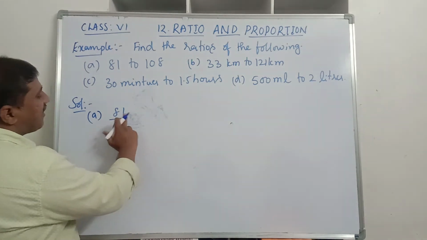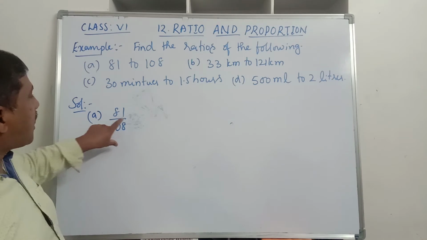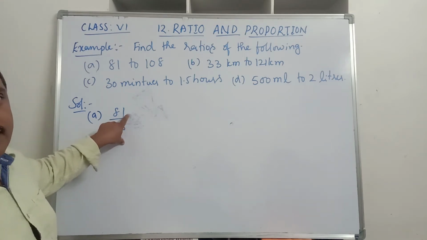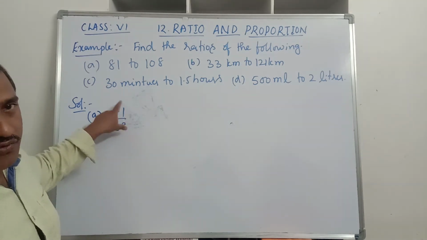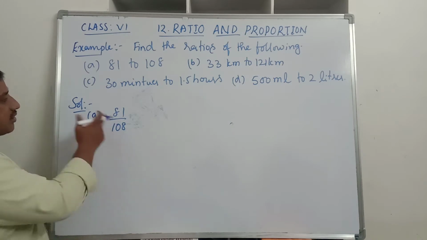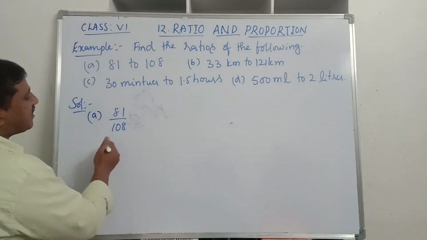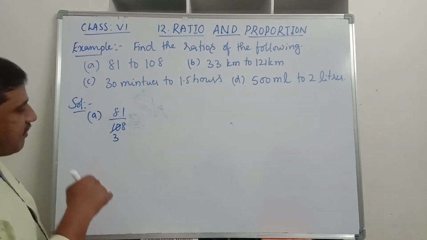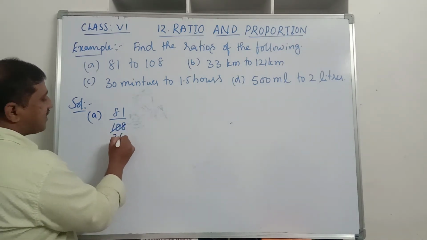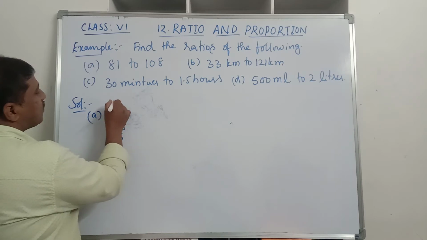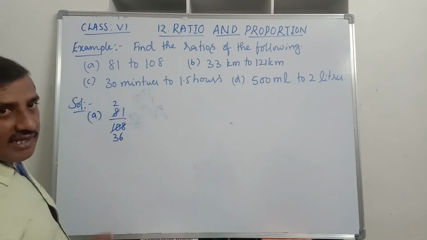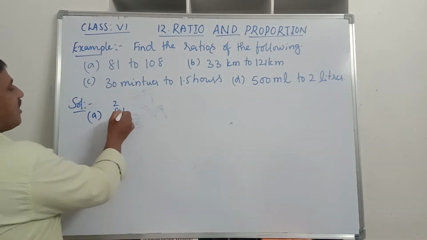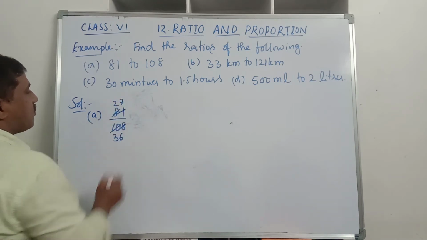So 81 is not divisible by 2 because the units place has 1, which is not an even number. Therefore it is not divisible by 2. Both are divisible by 3. Divide with 3. 3 3s are 9. 10 minus 9 is 1. Then bring down 8, 18. 3 6s are 18. Similarly 3 2s are 6. 8 minus 6 is 2, and bring down 1, 21. Then 3 7s are 21.